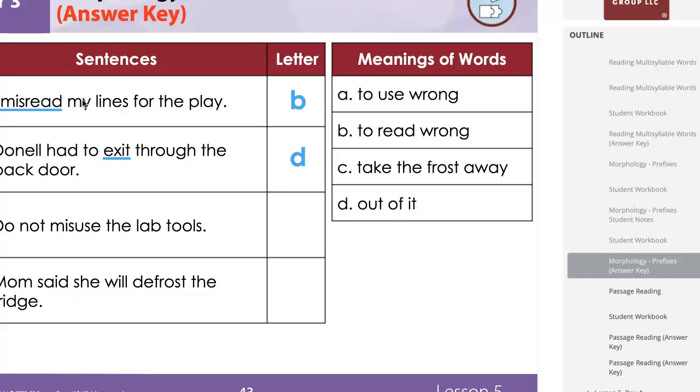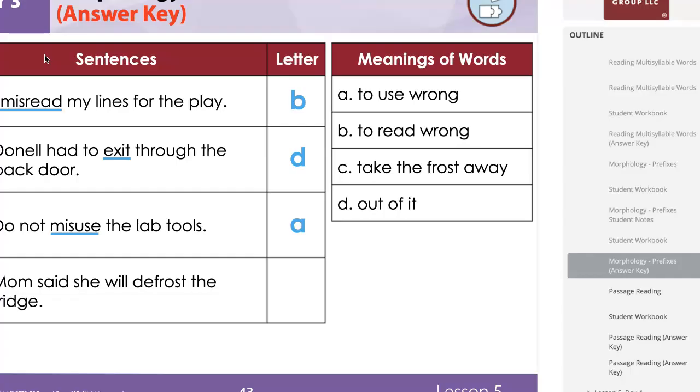For number 3, we're going to look at this sentence. It says, do not misuse the lab tools. All right, so we're looking at the word misuse. And that's mis again. And we know that if I misspell something, I spell it wrong. If I misread something, that means I read it wrong. So number 3 says, do not misuse the lab tools. So if I misuse something, I use it wrong, which will be A.